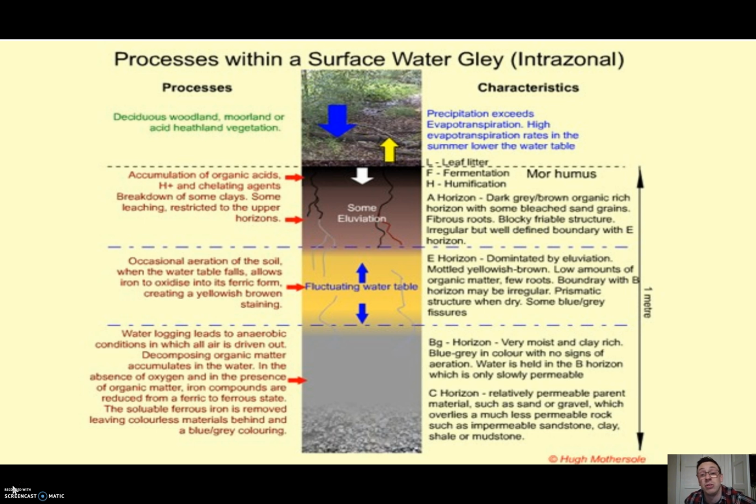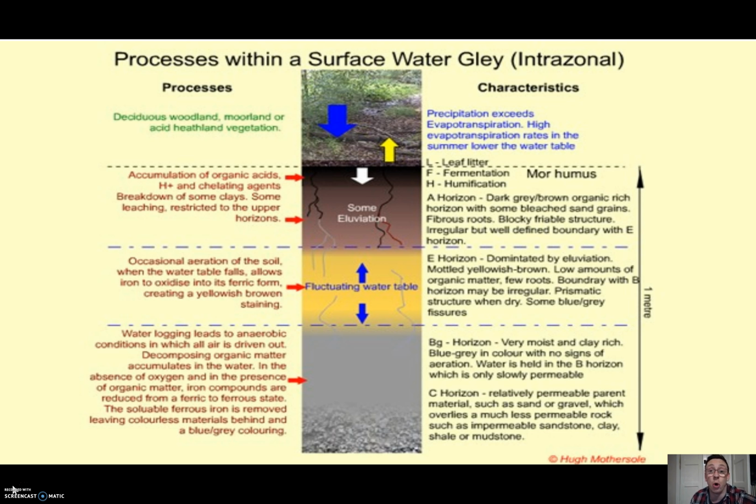If the water table is dropping, it will take some of the minerals down. Now, one of the big things that we see here is that because we have occasional aeration of the soil, when the soil is flooded, when the soil is waterlogged, there is very little oxygen in the soil at that point. However, when the water table drops off again, oxygen can get into the soil, and that can allow different chemical reactions to take place.